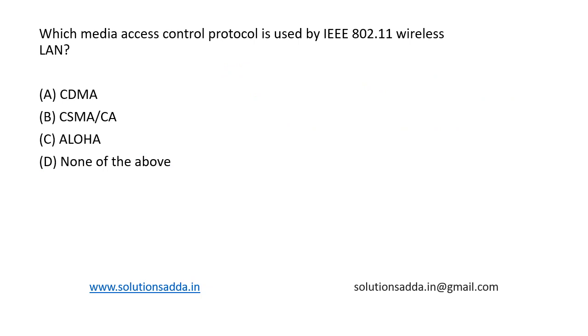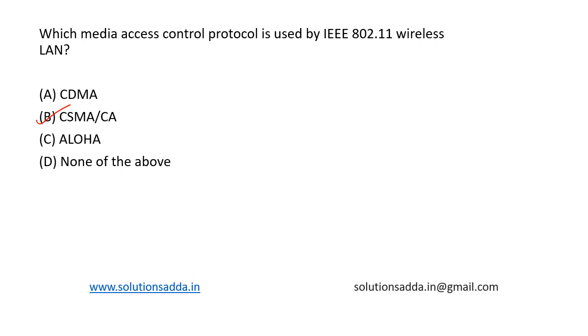This is a question from computer networks. Which media access control protocol is used by IEEE 802.11 wireless LAN? And four options are given. The IEEE 802.11 MAC protocol is a carrier sense multiple access protocol. It also has collision avoidance. So the media access control protocol used by IEEE 802.11 wireless LAN is carrier sense multiple access collision avoidance. So the correct answer is option B.